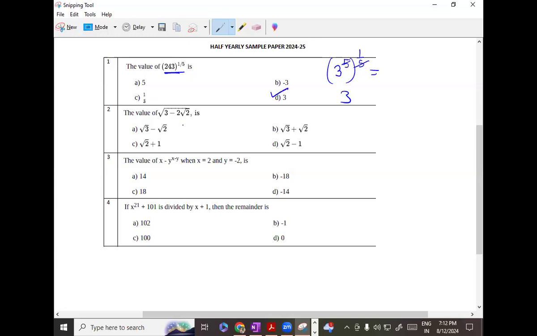Then second one? Sir, we need to rationalize it. So we do root 3, root 3 plus 2 root 2. We have to multiply root 3 minus 2 root 2 with root 3 plus 2 root 2. Which one is correct? Sir, option B. Any other? Any other answer?